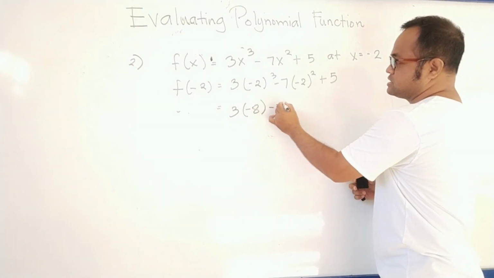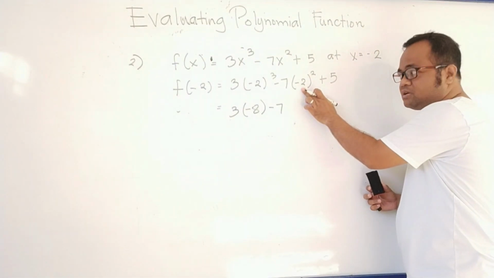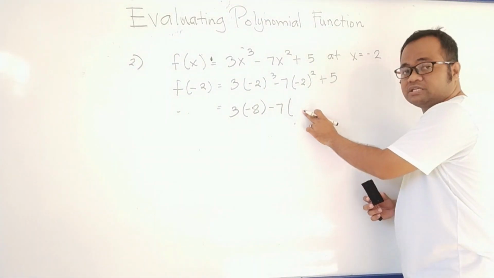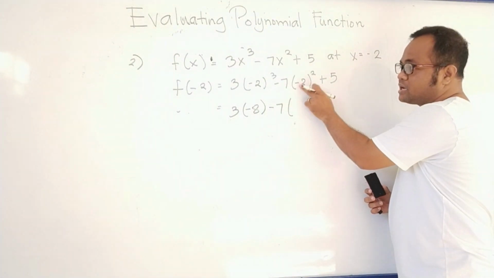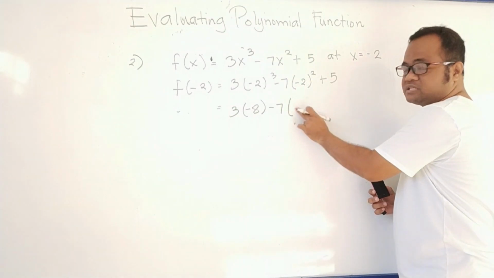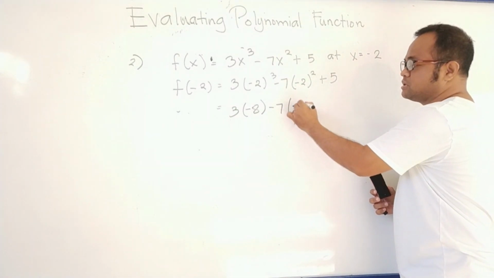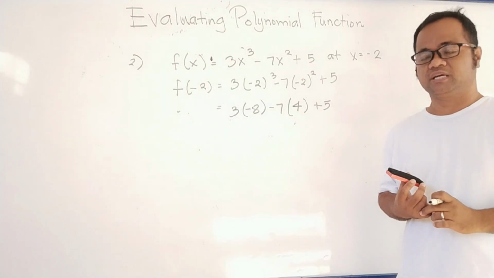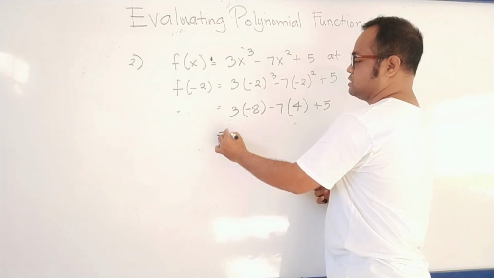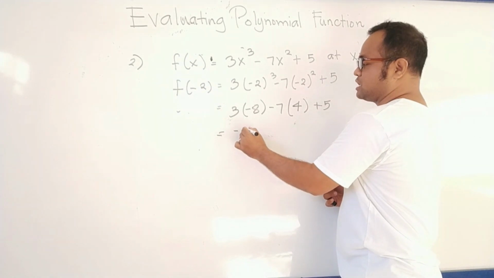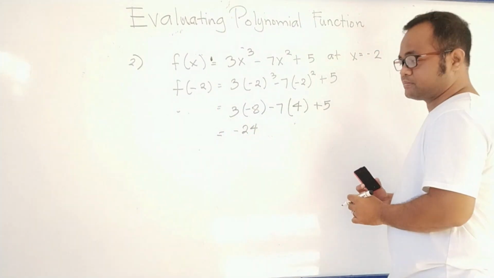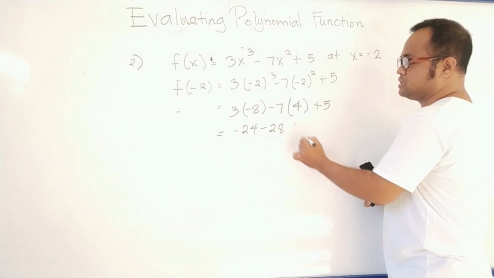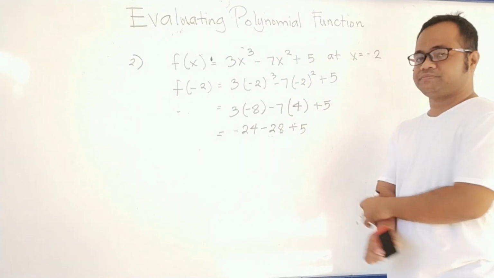Okay? Minus 7. Your base is negative. Your exponent is even. So, automatically, your answer is positive. Even exponent, negative base, so automatic positive. 2 times 2 is 4 plus 5. Okay? So, we have here 3 times negative 8 is negative 24. Negative 7 times 4 is negative 28 plus 5.